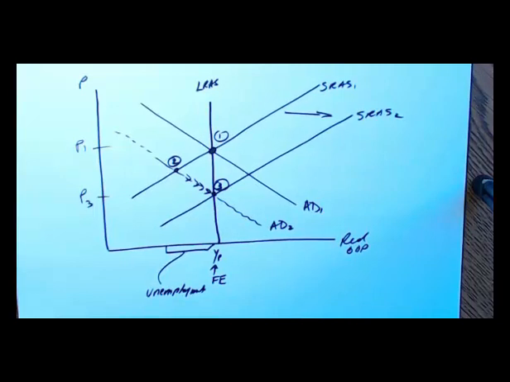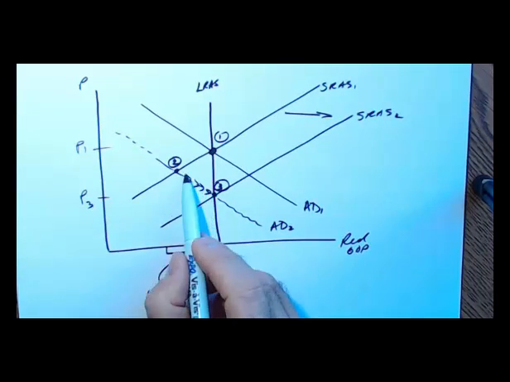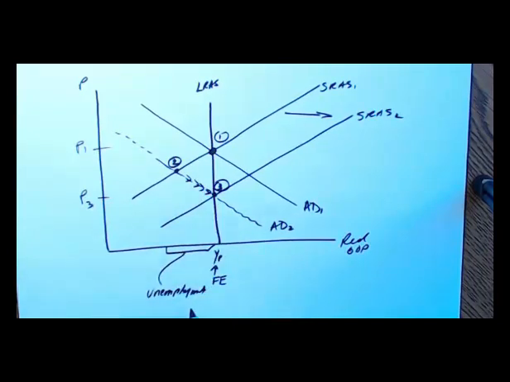Why? Because in the long run, wages can drop. Remember, wages are sticky in the short run. In the long run, they can drop. And they drop because there's unemployment. So this is sometimes called a recessionary gap, because we're in a recession here. So there's unemployment. It's a recessionary gap.